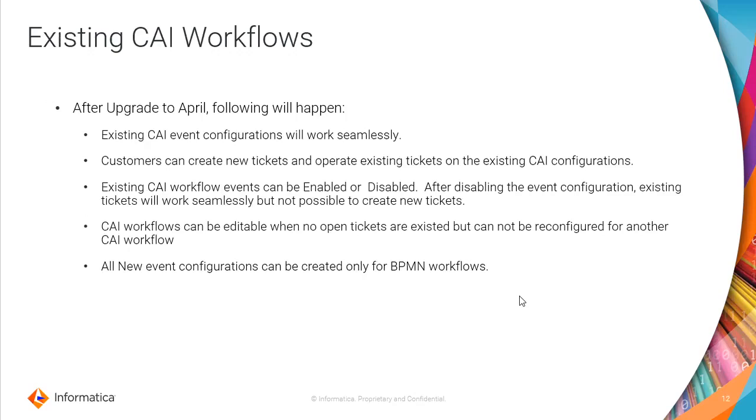After the upgrade to the April release, the following things will happen. The existing CAI event configuration will work seamlessly. The customer can create new tickets and operate existing tickets on the existing CAI configurations. Existing CAI workflow events can be enabled or disabled. Once the event configuration is disabled, existing tickets will work seamlessly but it is not possible to create any new tickets. A CAI workflow can be editable when no open tickets exist, but cannot be reconfigured for another CAI workflow.